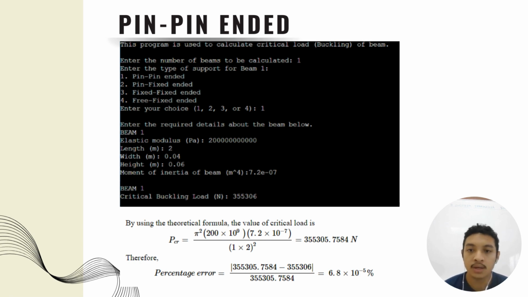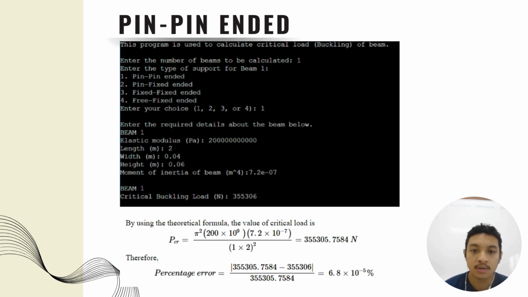And the program calculates the moment of inertia of the beam, which is found to be 7.2 times 10 to the power of negative 7 meter to the power of 4. And as a result, the critical buckling load calculated by the program is found to be 355306 Newton. So we compare the result with the theoretical formula result.